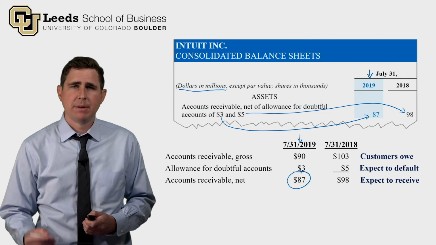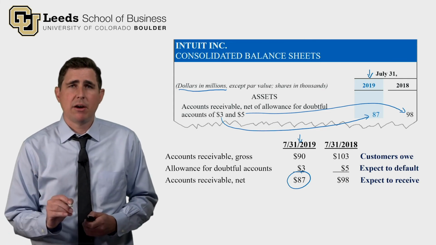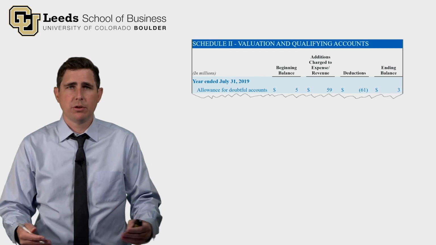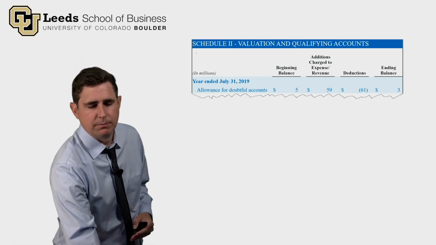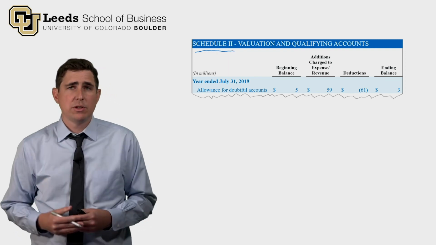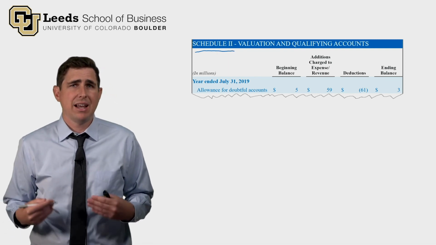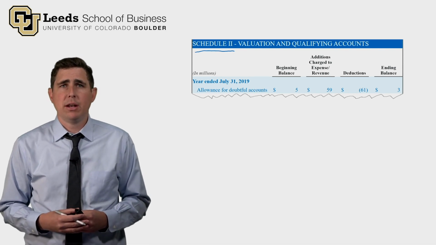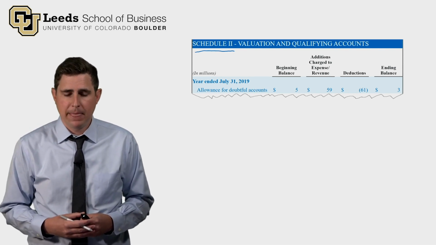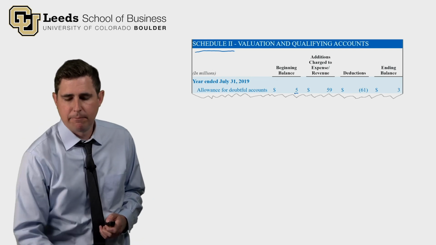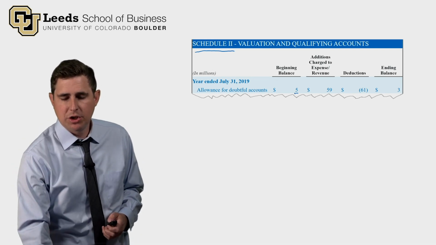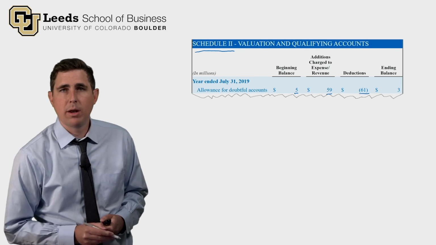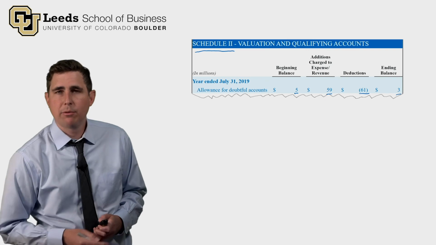Okay, finally, because the allowance account is a somewhat significant account for Intuit, they'll present this schedule for you. This is called Schedule 2. Schedule 2 is just basically the T account for this allowance account. So you can see the allowance for doubtful accounts for the year ended July 31st, 2019, had a beginning balance of 5, had additions charged to expense of 59, had deductions of 61, and an ending balance of 3.